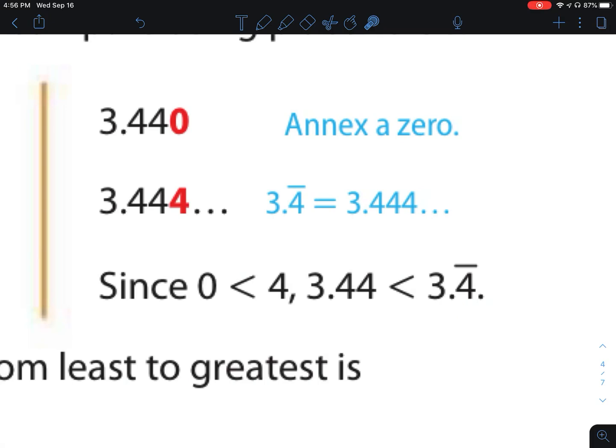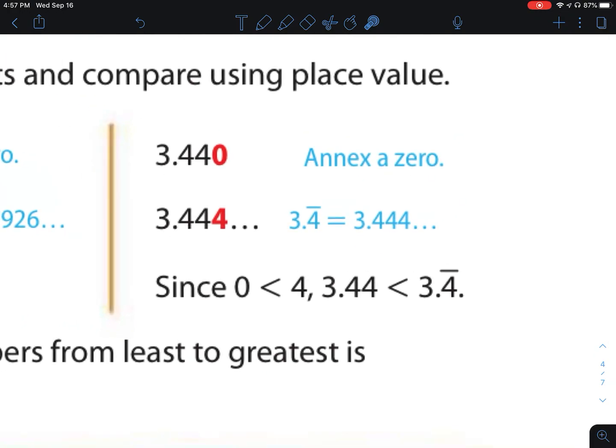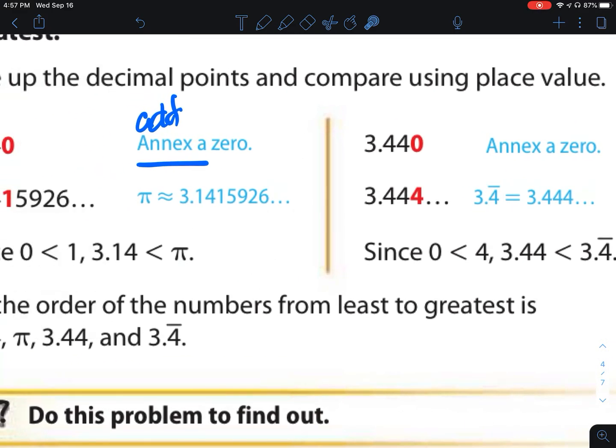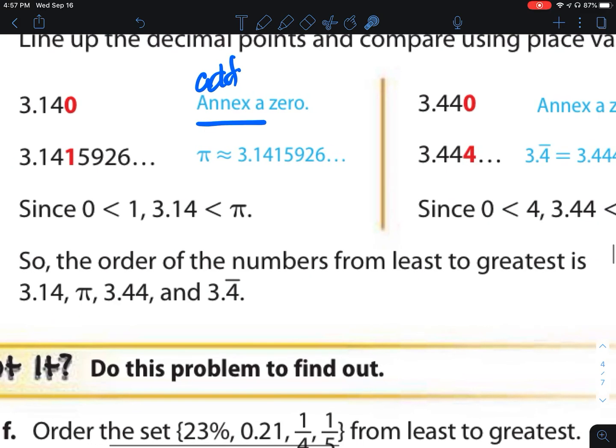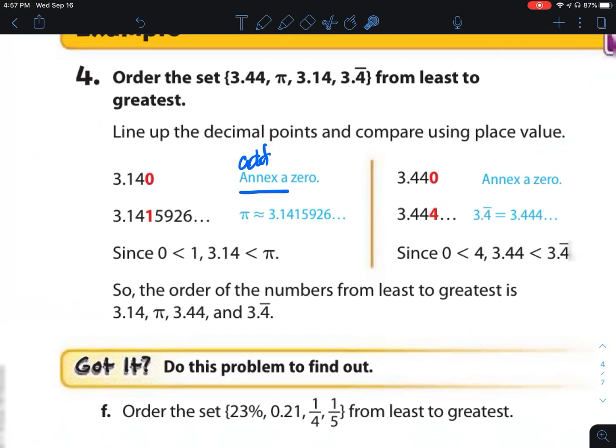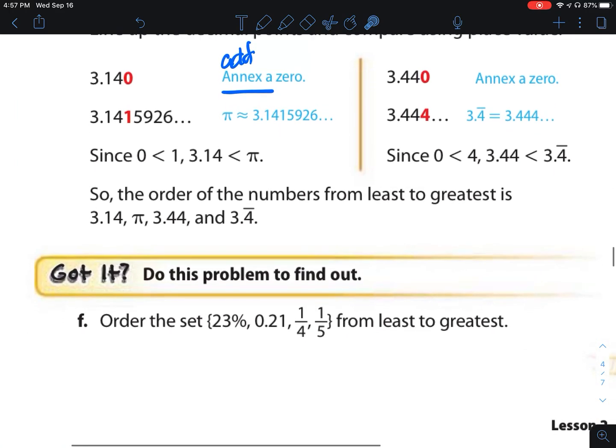Remember, in the last lesson, we know that 3.4 bar notation is the same as 3.4444, and the 4 repeats forever. So if we're going to arrange this from least to greatest, we know that the least number is 3.14. The next least number is pi, right here. The next least number is 3.44. And actually, the greatest number is 3.4 bar notation on 4. Okay, practice this skill. Do the Got It at the bottom.